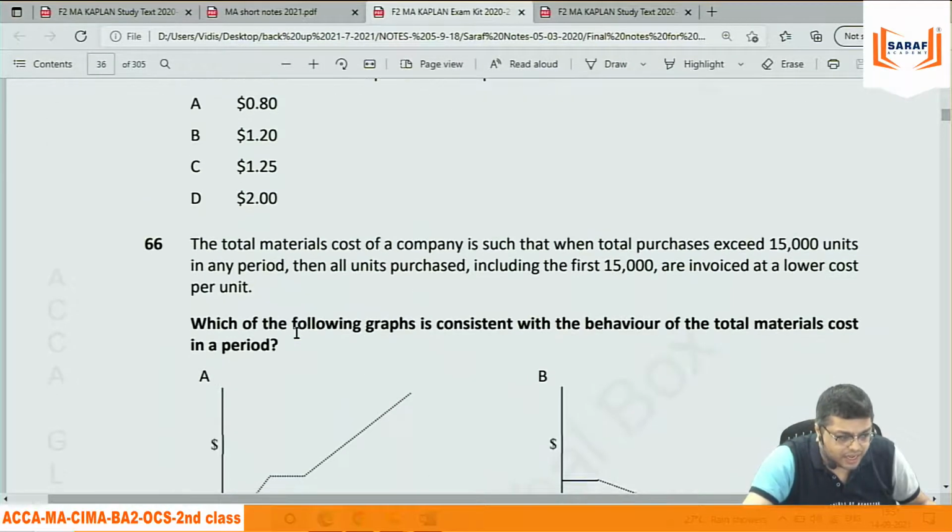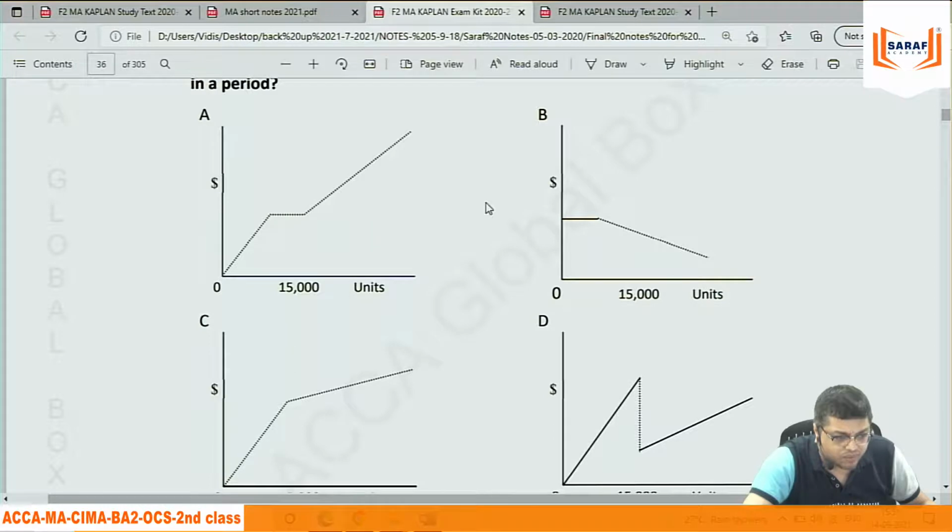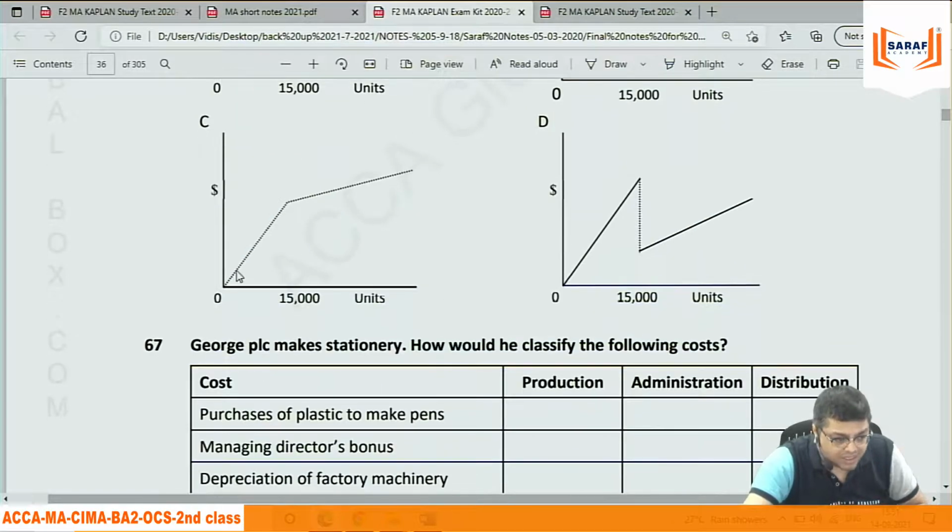So A is wrong because it involves a fixed cost. There is no fixed cost. B is wrong. The cost at 0 units is 0, which is a variable cost. C is right if for additional units the cost is lower. But if for original units also the cost is lower, the answer is D. Everybody, are you getting it?